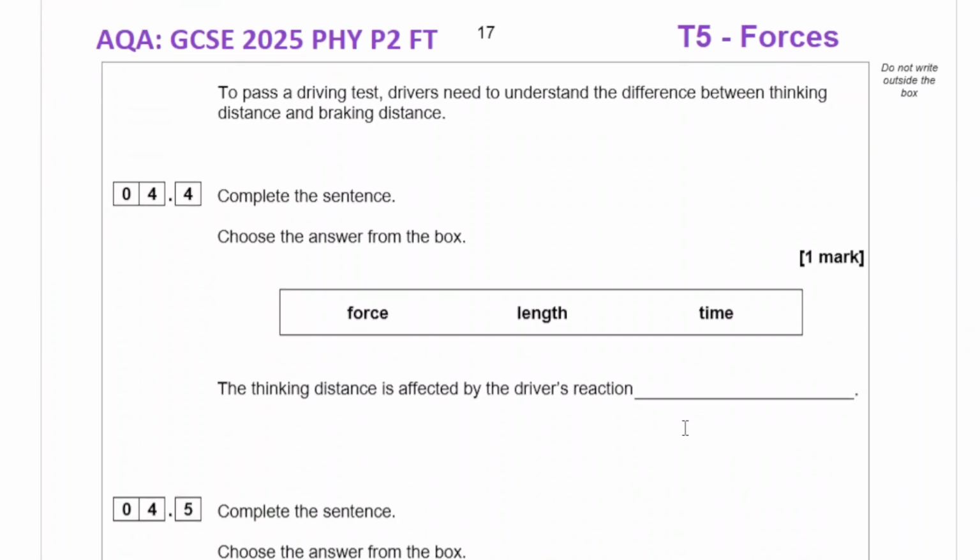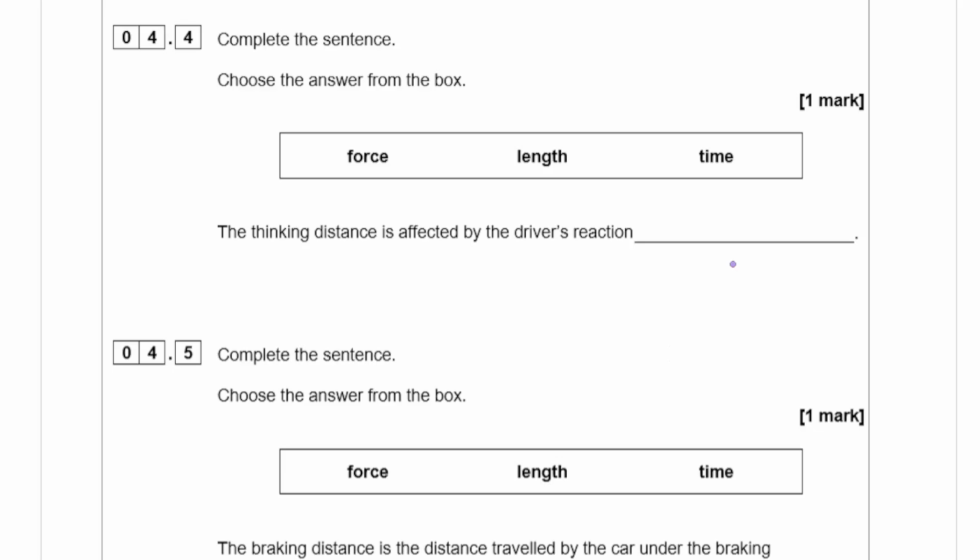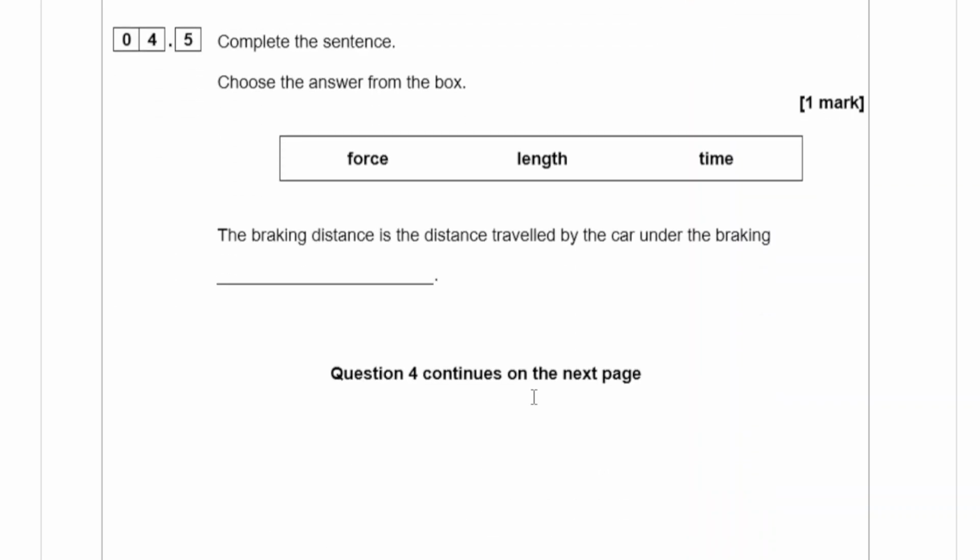To pass a driving test, drivers need to understand the difference between thinking distance and braking distance. Complete the sentence, choose the answers. The thinking distance is affected by the driver's reaction time. Complete the sentence, choose the answer from the box. The braking distance is the distance traveled by the car under the braking force. No, that would be wrong, isn't it? Yeah, that's actually correct. Sorry. Yeah, that is correct.